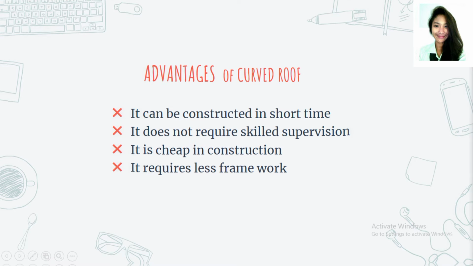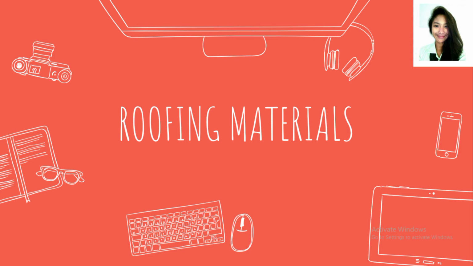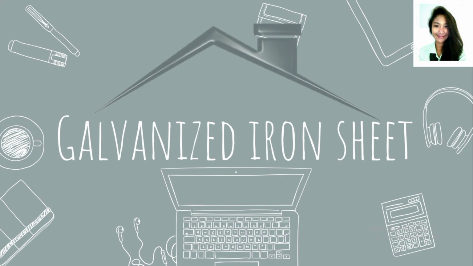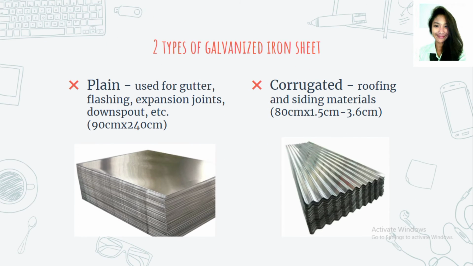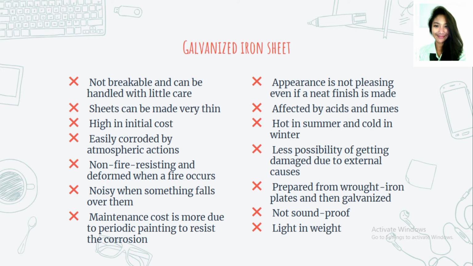So let us proceed to the specific types of roofs used in construction. First is the galvanized iron sheet, which has two types, the plain and the corrugated. So the plain galvanized iron sheet is usually used for gutter, flashing, expansion joints, downspout, and etc. On the other hand, corrugated galvanized iron sheet is used for roofing and siding materials. So here are the pros and cons in using galvanized iron sheet. I won't read it anymore, so just take time to read it.